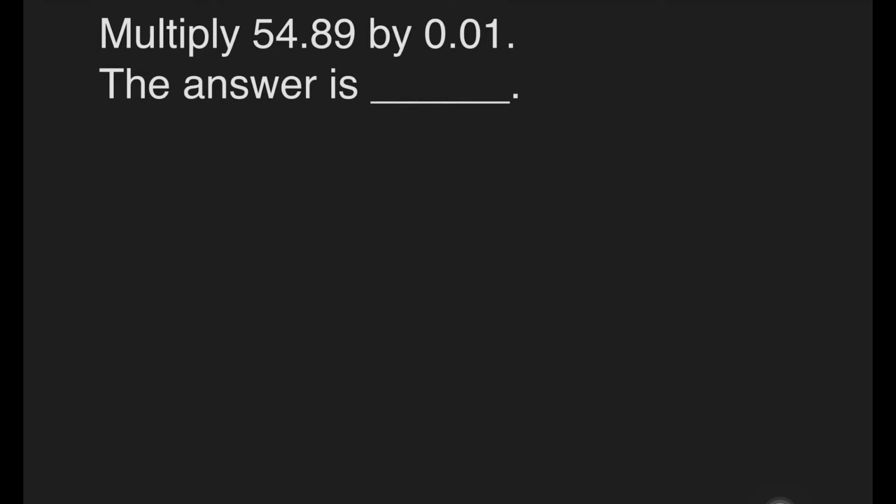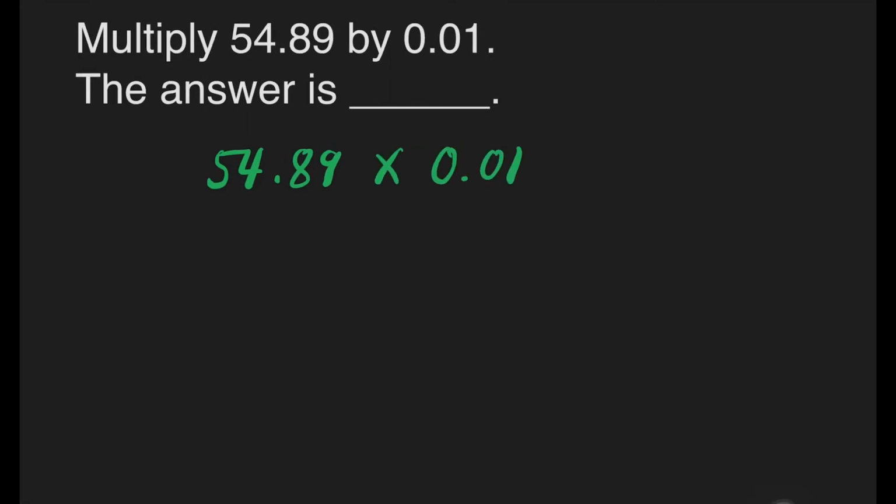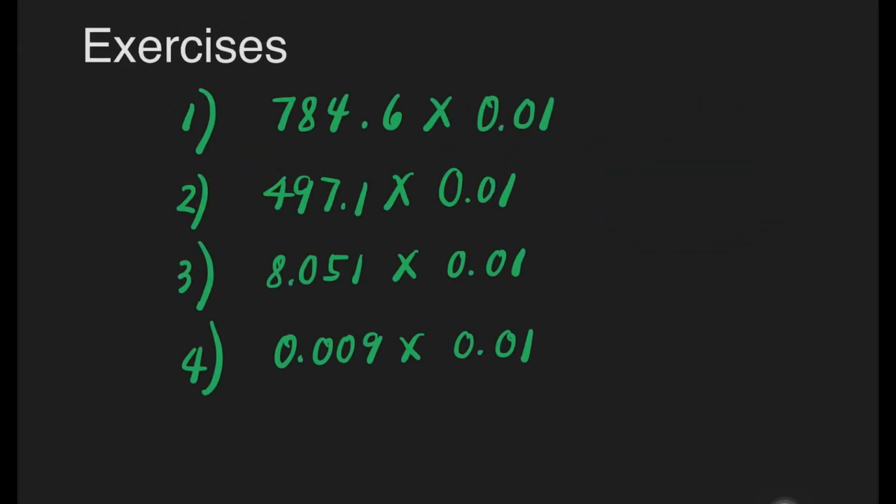Let's have this one. We'll copy first 54 and 89 hundredths times 1/100th. We will just move two decimal places to the left, and that's going to be 1 and 2. So our answer will be 0.5489. Our answer will be 5,489 ten thousandths. Let us have some exercises.